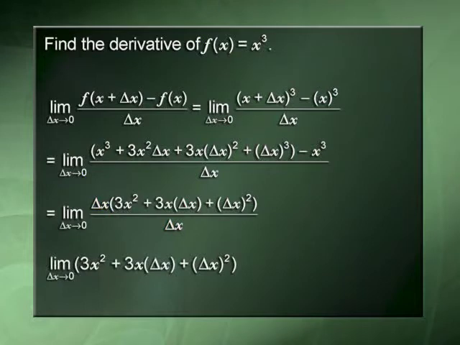And you're left with a new limit problem. Here it is, 3x squared plus 3x delta x plus delta x squared, and you ask yourself, what happens as delta x goes to 0? Well, wow, the second and third terms go to 0, you're left with just 3x squared. And so, what do we have? Our limit at the end is 3x squared. Here's some notation for you. The derivative of x cubed is 3x squared.